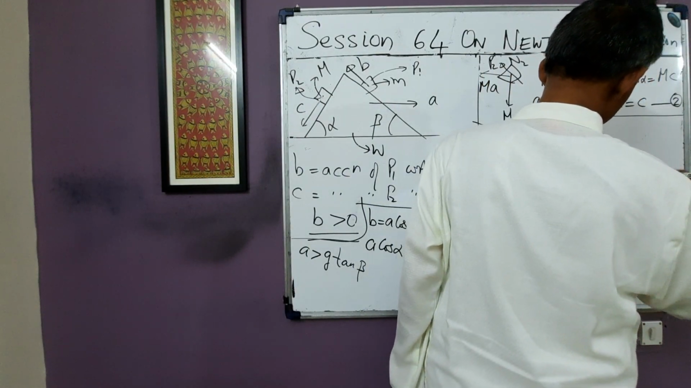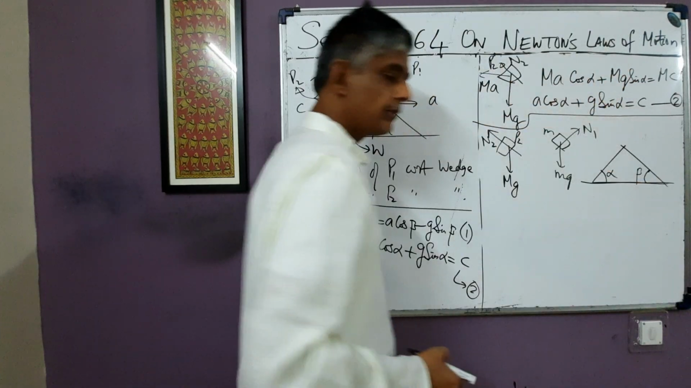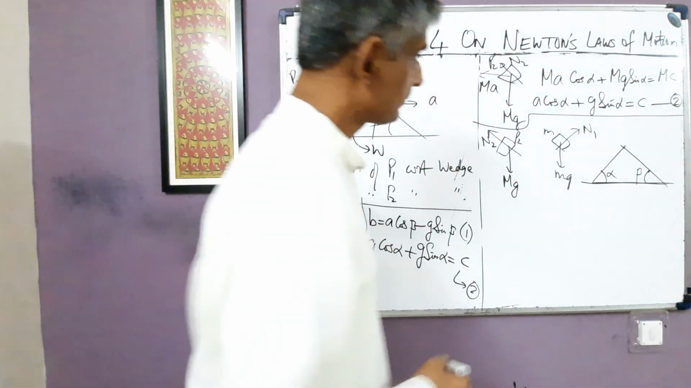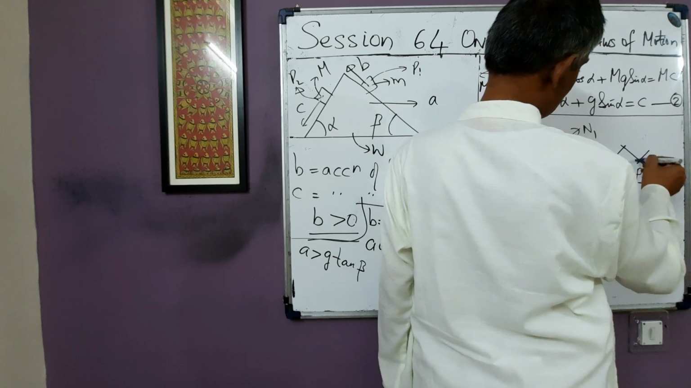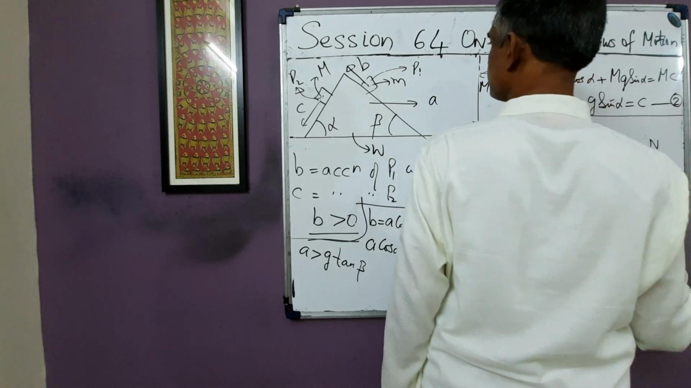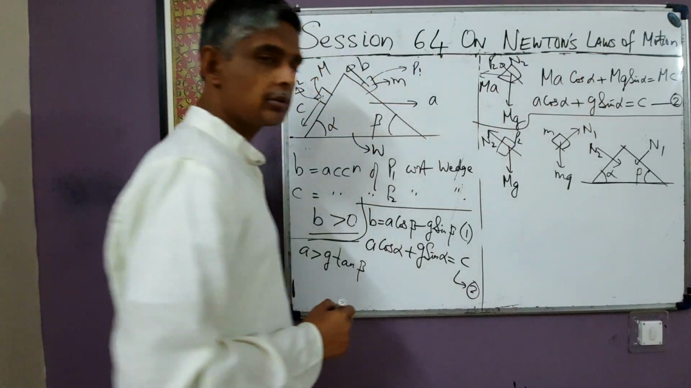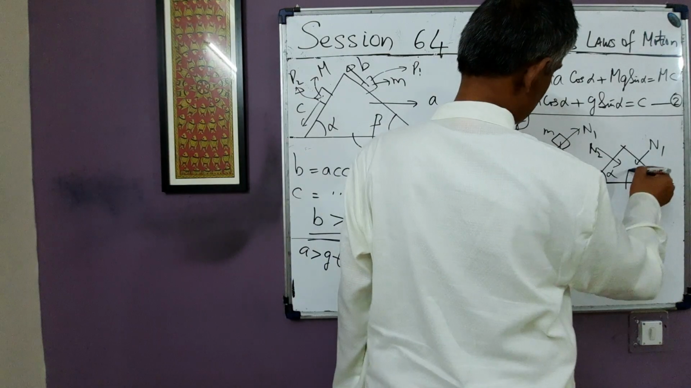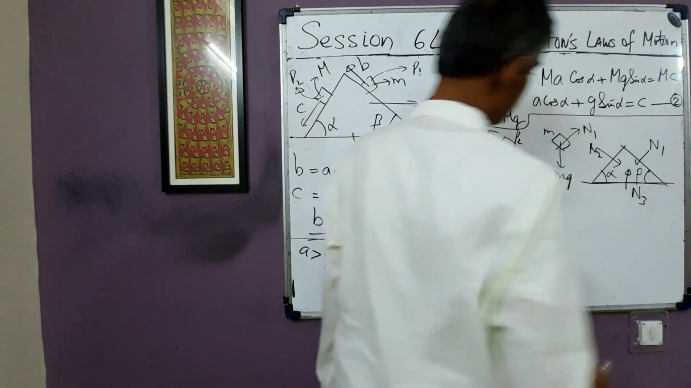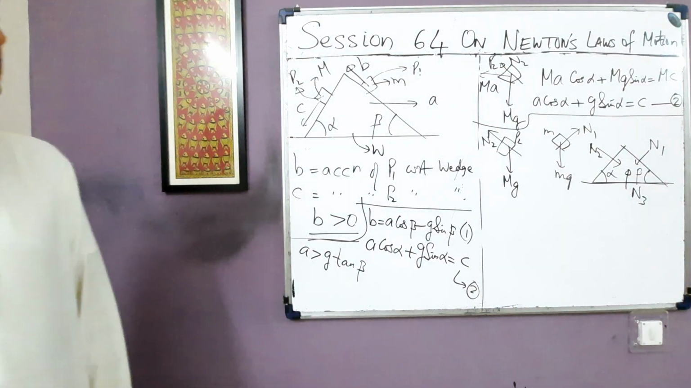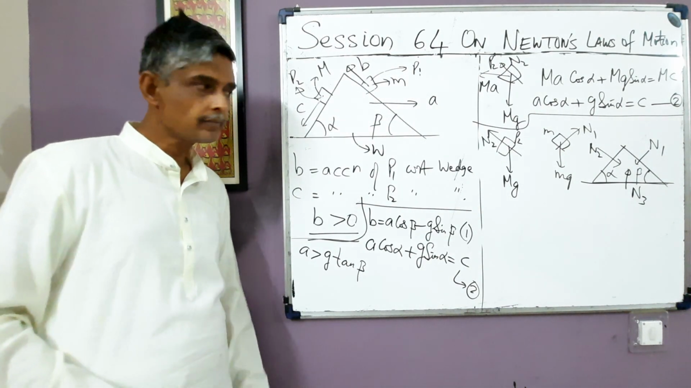This angle is alpha, this angle is beta. Light wedge, wedge is light, so weight will be 0. The blocks will exert normal contact forces respectively. Small m will exert N1, this will exert N2 in accordance with third law. And here a normal reaction N3 will act as seen from ground. Fine, there is no other force.